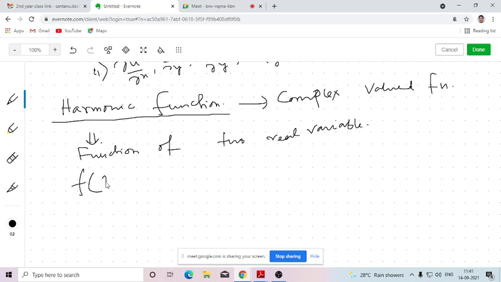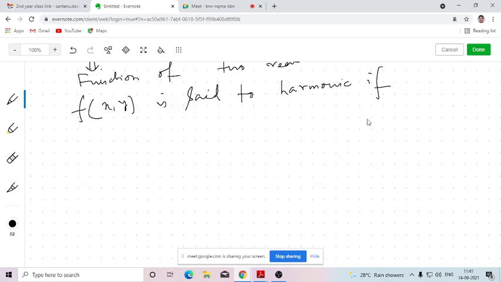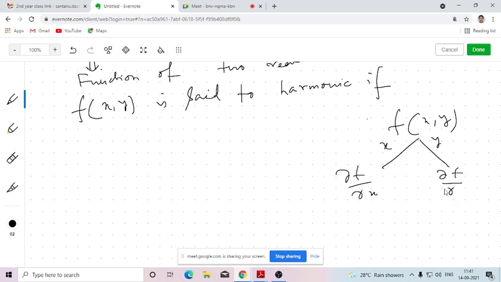So a function of two real variables f(x,y) is said to be analytic, said to be harmonic. While we are considering a function of two variables, since there are two variables, we can differentiate this with respect to x and y. So we will be getting two partial derivatives up to first order, that is del f del x, and that will be del f del y.